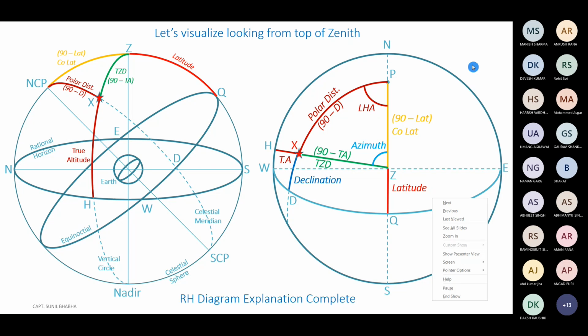You can have a screenshot of this screen and keep it with you. This will immediately give you a comparison between the celestial sphere diagram and the rational horizon diagram. Also, the PZX triangle is explained here, so you will have all the parts known to you.